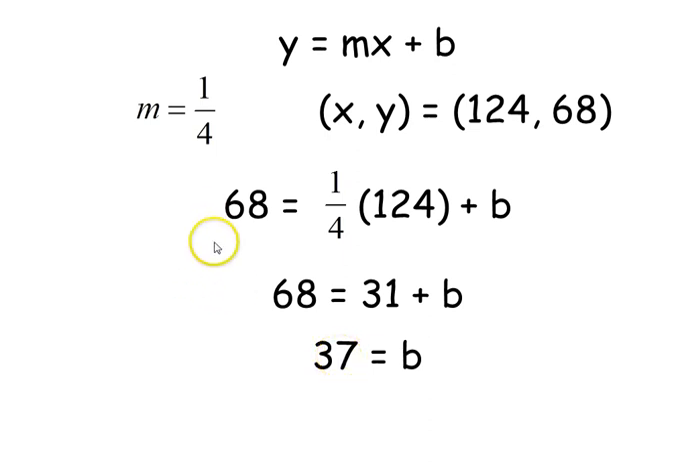So now we have enough information to plug this into our slope-intercept form. We have the slope that we found, 1/4. We now have the y-intercept, the b, which is 37. So if we plug these 2 values into our slope-intercept form, we get y equals 1/4 x plus 37.